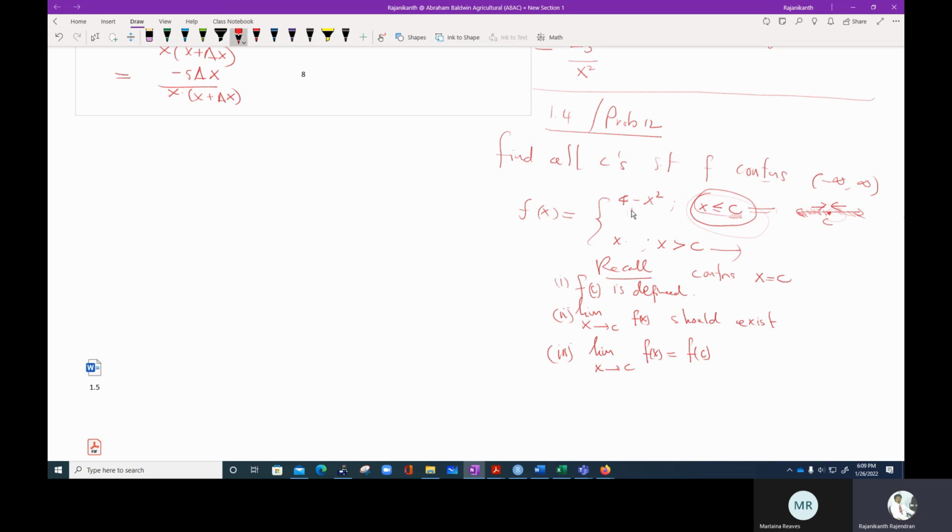So I'm going to find the function value for both cases. The function should be defined at c, right? So what you want to do is simply plug in the function value at c. The first function at c will give you 4 minus c squared, simply plugging c here. This should be equal to the function value here as well.